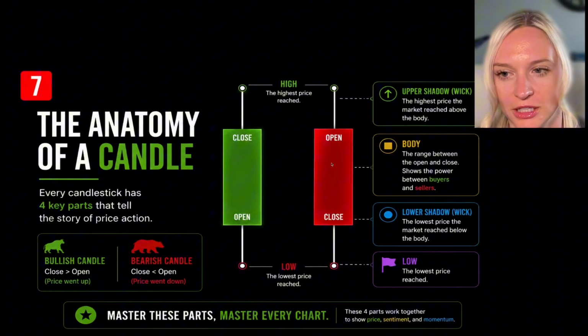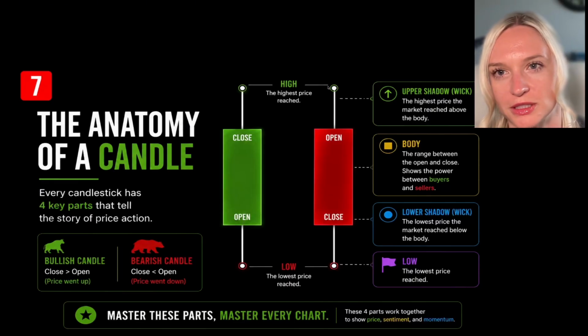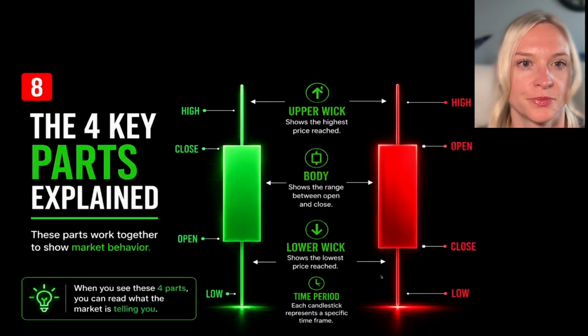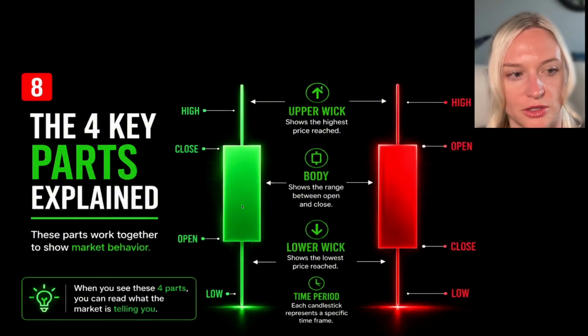So this is the body, this is what it closed, this is what it opened. This is the highest it reached and the lowest that it reached today. All right. So we call this the upper wick, this is called the body, the lower wick, and the time period. So this could be, like I mentioned, 1 minute, could be 5 minutes, could be 4 hours.